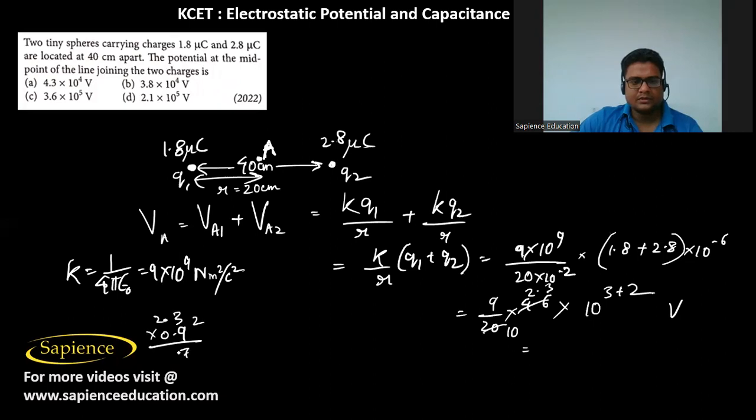3 nines are 27, 2 nines are 18, 20, so 2.07. So approximately we can tell 2.1 into 10 power 5 volts. So option D is the correct answer.